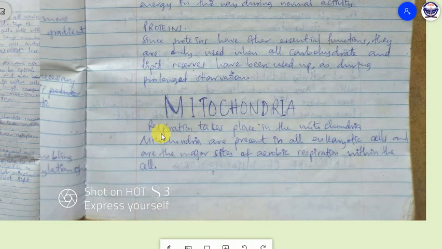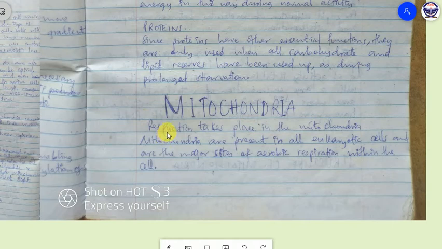The structure of mitochondria. Mitochondria is the main organelle which is used in respiration, and when we are talking of aerobic respiration, it must involve mitochondria. I know this discussion about mitochondria will be long, so just stay tuned. If you want a pause, you can pause the video and then continue learning about the mitochondria.